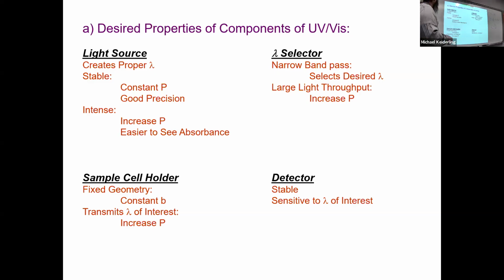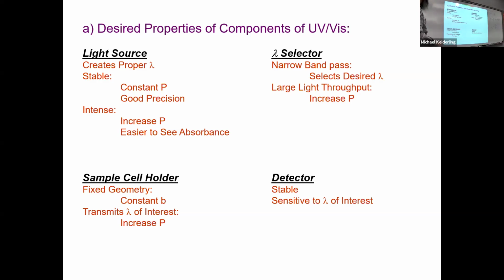Your sample cell holder, you want to have a fixed geometry. You want to have constant cell length because your absorbance depends on how long your cell is. So you'd really like your cell to always not change in size. This is also why in spectroscopy, cells tend to be square or rectangular. Because with a round cell, if you're a little bit off center, you can have a significant change in the cell length. But with a square cell, if you're a little bit off side to side, it doesn't really change things.